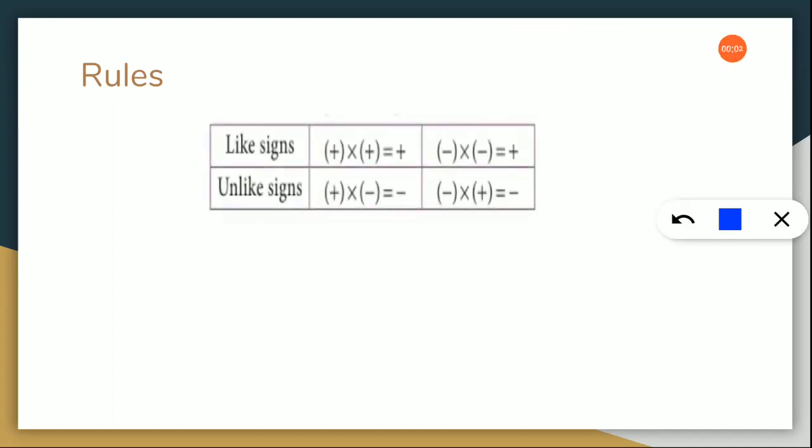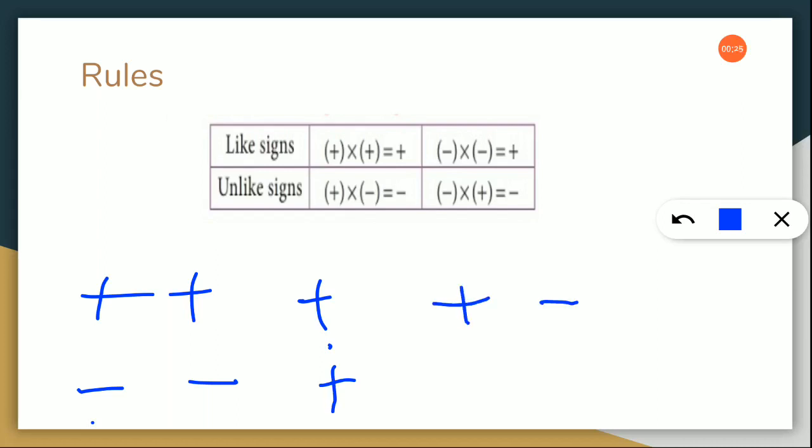When two like signs are multiplied, the answer will be plus. If the signs are the same, we call them like signs. So plus into plus will give you plus. In the same way, minus into minus will give you plus only. Then for unlike signs, when plus and minus are multiplied, the answer will be minus. And then minus into plus will give you a negative sign.